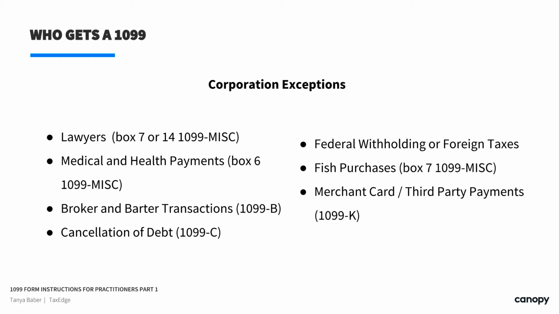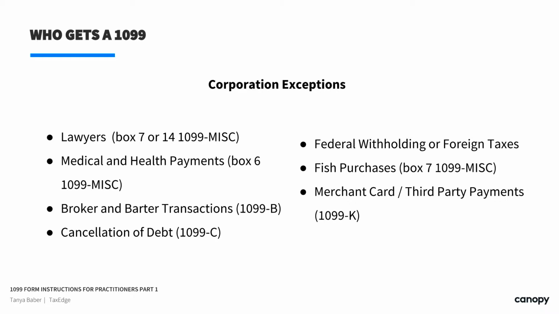If it's a medical or health payment, that's Box 6 of the 1099-MISC. And don't worry too much about memorizing these box numbers. As we get into part 2 of the course, we're going to actually do a section about 1099-MISC and how all those boxes relate. So don't worry too much yet. We're just talking about exceptions. If somebody's a corporation and they get a payment for medical or health payments, doesn't matter. Even if they're a corporation, they're going to need to get that.